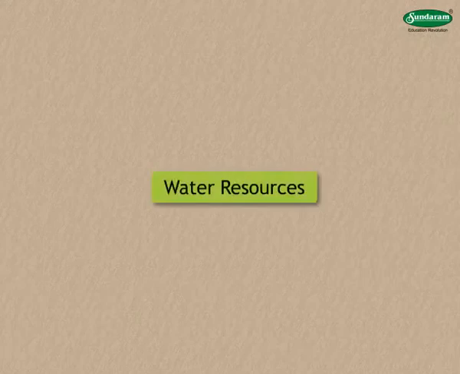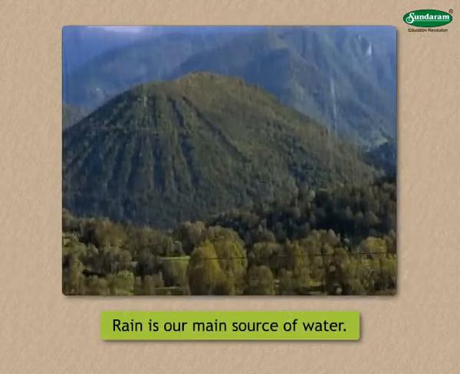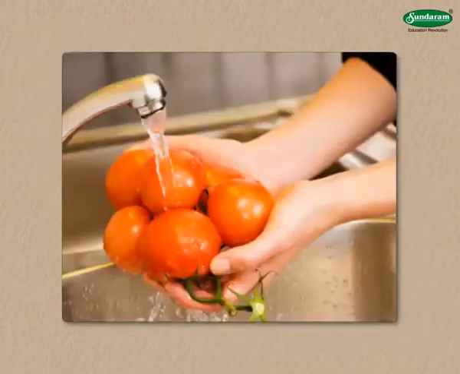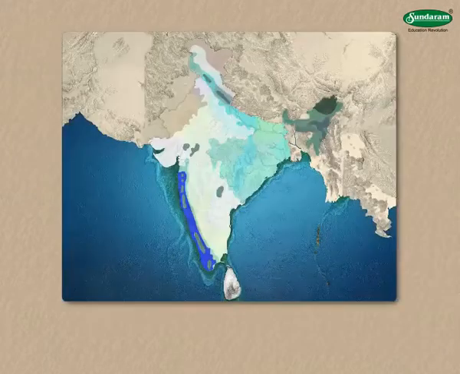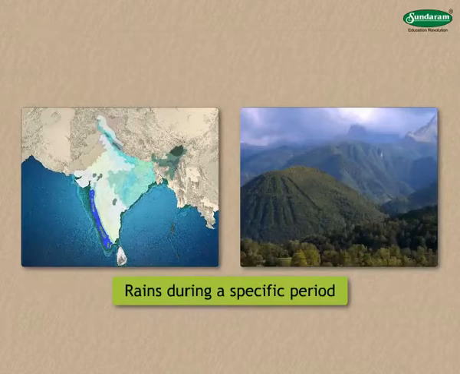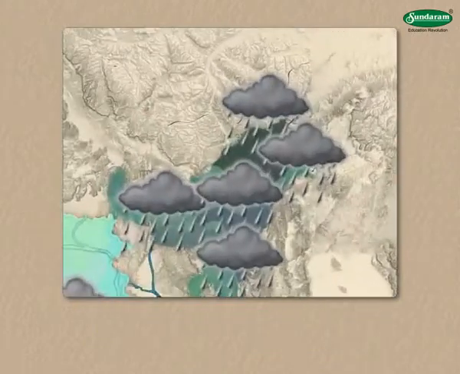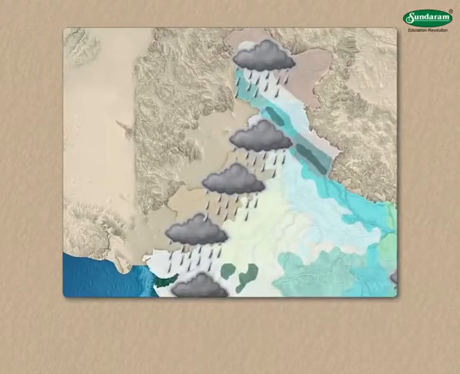Let us begin with the water resources. Rain is our main source of water. We use water for agriculture, industries, and other daily needs. In India, it rains during a specific period, but the rainfall is not equal in all places. In some areas, it is heavy and in some other areas, scanty.